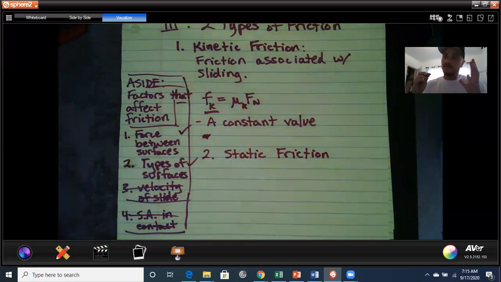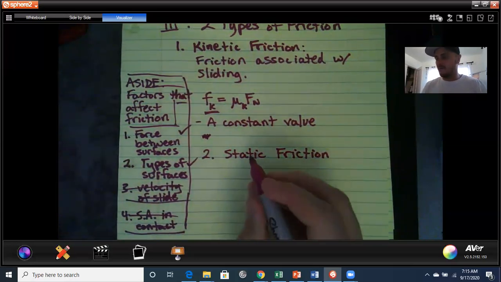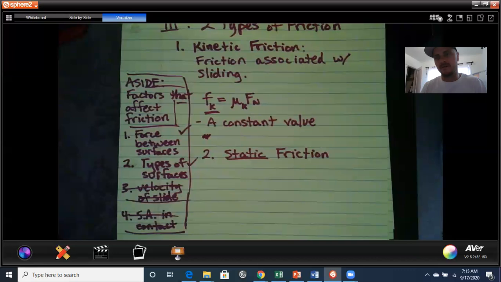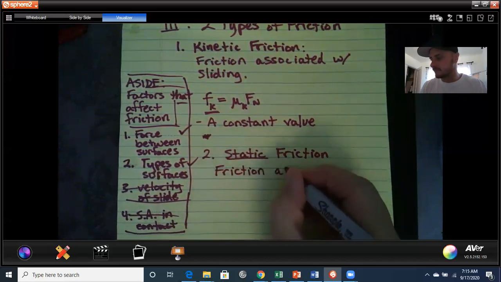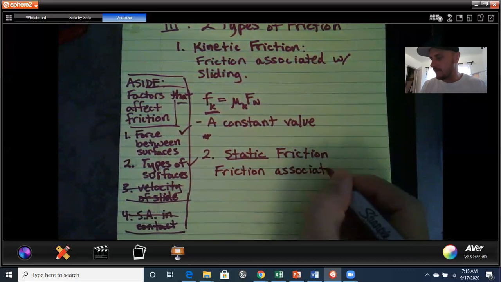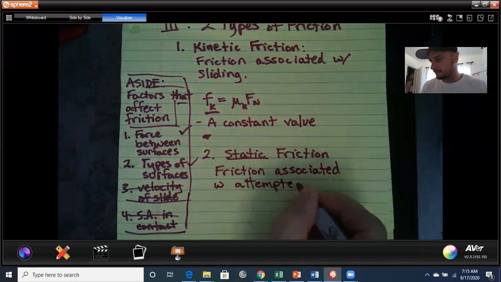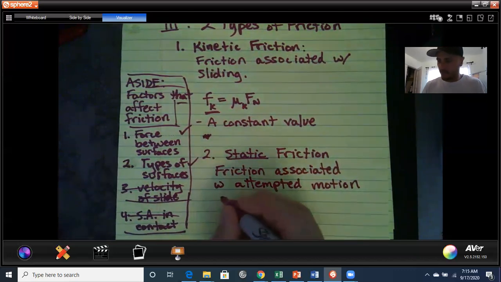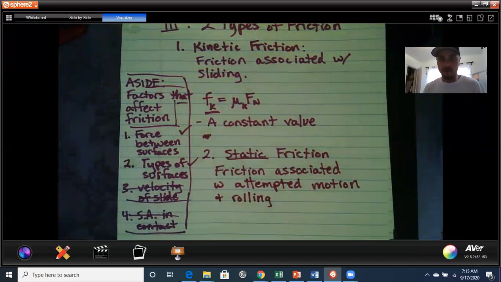And we got to be careful with this idea of no motion, because actually there is static friction in some types of motion. We'll get into that. But at first, let's just understand that we're talking about an attempt to get something moving. So I'm going to say friction associated with attempted motion. Friction, and I'll just throw it in there too, and rolling. Okay, it is the force responsible for something rolling as well.